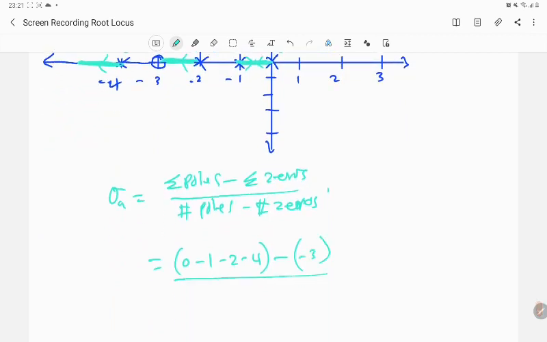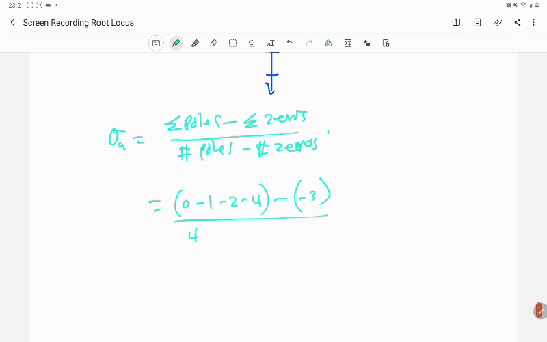all over number of poles, which is 4, minus number of zeros, which is 1. So this is going to give me minus 7 minus minus 3, okay, that's going to give me minus 7 plus 3 all over 3, and that is minus 4 over 3, okay, which is minus 1.33.